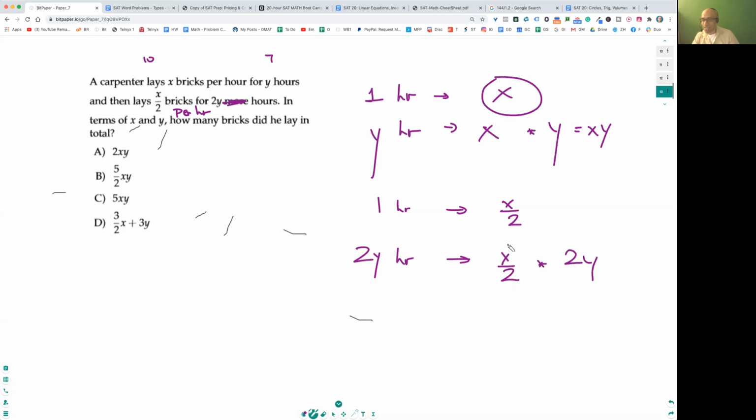Don't worry what this X over 2 is. Just copy this here, copy this here, right? Imagine if this was 1 hour, you had, let's say, 45 bricks. And then in 17 hours, how many bricks? So 45 times 17 you would do, right? The same way, now, X over 2 times 2Y.